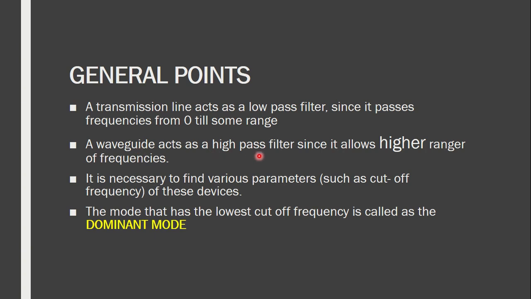So when we say the transmission line acts as a low pass filter and the waveguide as a high pass filter, we need to know certain parameters such as the cut-off frequency up to which the components are capable of transmitting the frequencies. Now using this cutoff frequency, we are going to find a mode of the waveguide which is called the dominant mode. Why we find such modes we'll see at the end of this presentation, but the main motive of finding the cutoff frequency is to identify what is the dominant mode of the given waveguide.